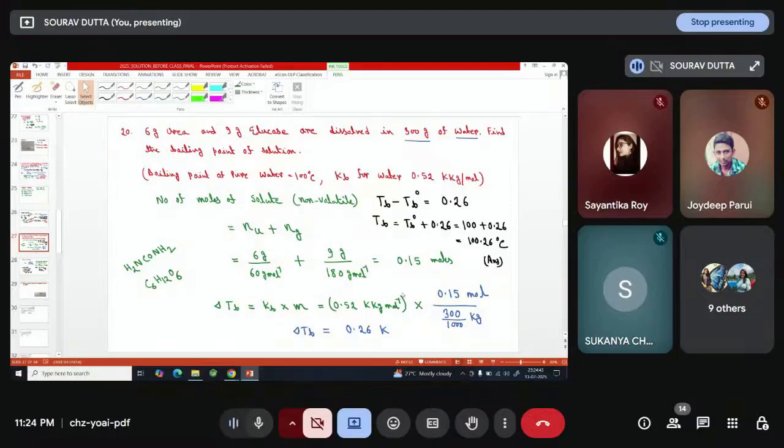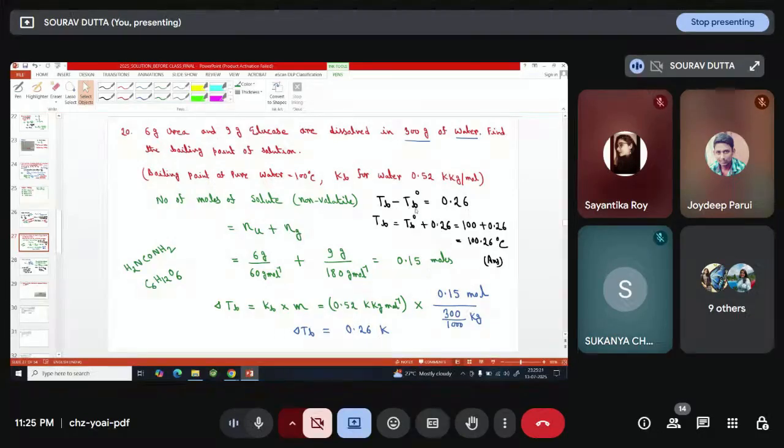Sir, m টা কি করে ক্যালকুলেট করব? m টা very easy. m is the molality. So number of moles of solute divided by mass of the solvent in kg. So mole is 0.15 mole and the mass of the solvent in kg: here 300 gram water is taken, so 300 divided by 1000, you convert it into kg. So 0.15 divided by 300 by 1000. So you will get mole per kg, and delta TB equals 0.26 Kelvin.